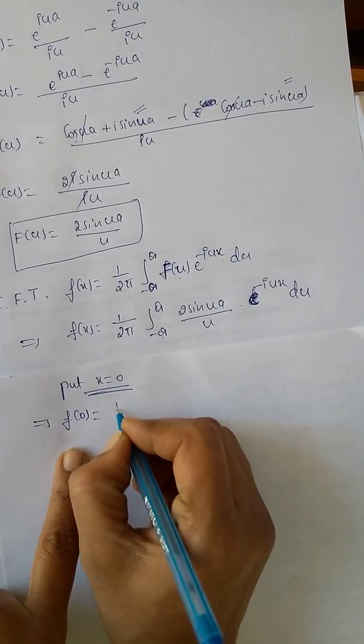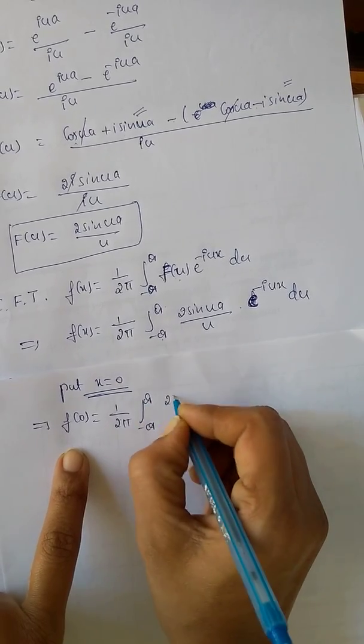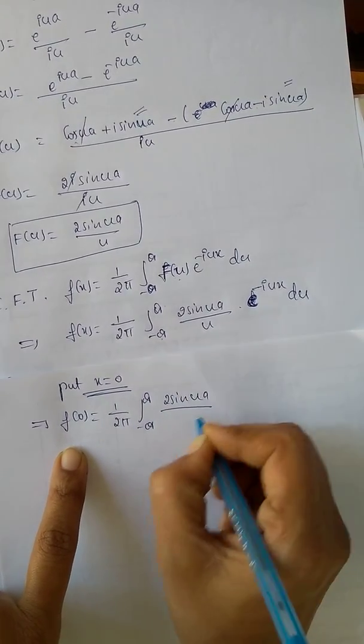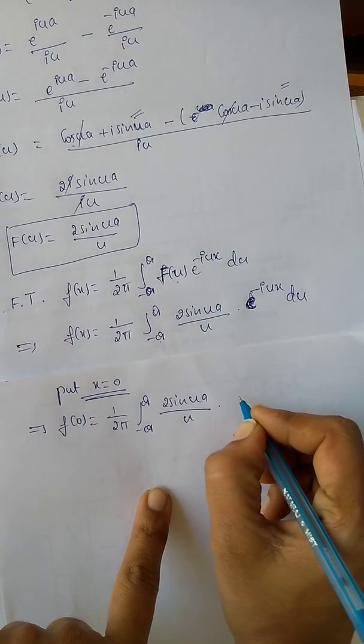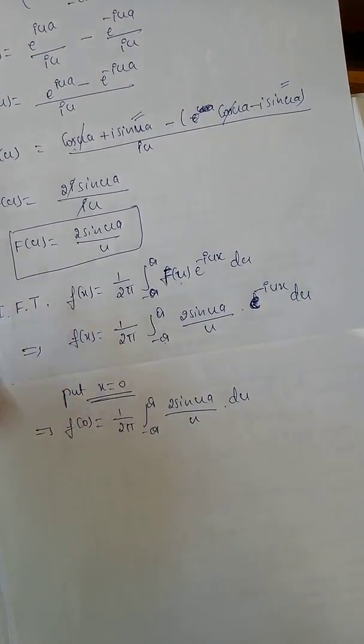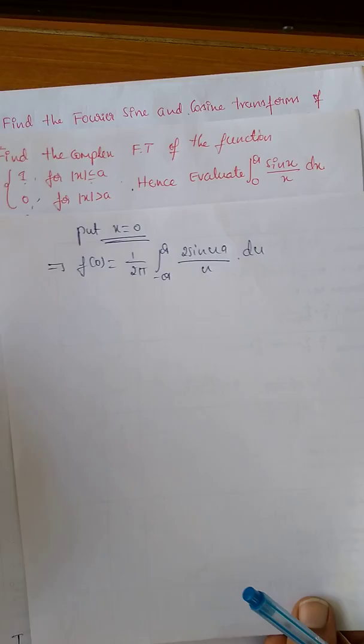f of 0 is equal to 1 by 2 pi, integral from minus infinity to infinity of 2 sin ua by u, e to the power of 0. x is 0, so e to the power of 0 will get what? 1, into du. Now the exponential is removed. Then after this equation, just compare with the problem, evaluate equation.